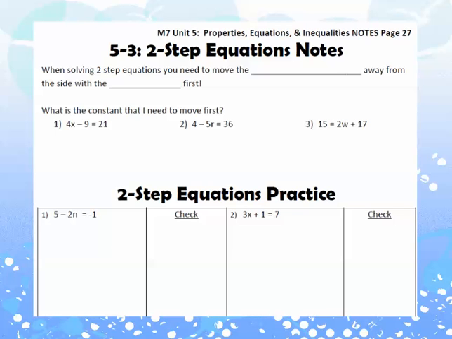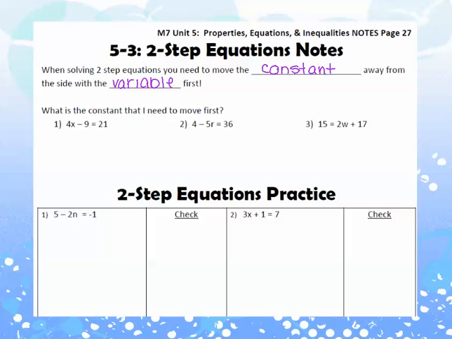Hi class, today we're working in Notes 5-3 and we're talking about how to solve two-step equations, and I'm on page 27 in your binder. So when we are solving two-step equations, you need to move the constant away from the side with the variable first.